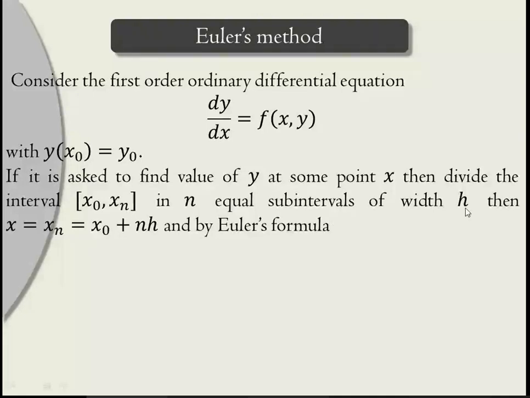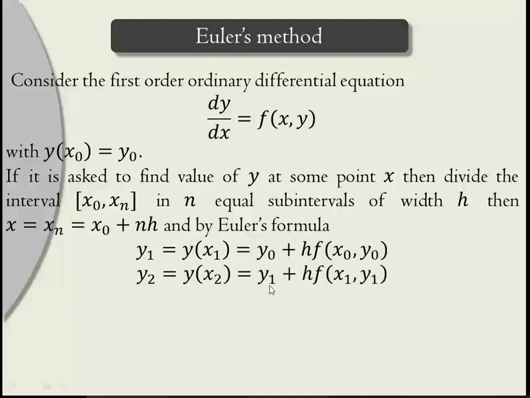And then by using Euler's formula, we can reach up to yn. We want to find y at xn, that is yn. So y1 will be y naught plus h into f of x naught, y naught. Y2 will be y1 plus h into f of x1, y1. Continuing like that, we can reach up to yn, which will be yn minus 1 plus h into f of xn minus 1, yn minus 1. So it is very easy. Just carefully understand the meaning.